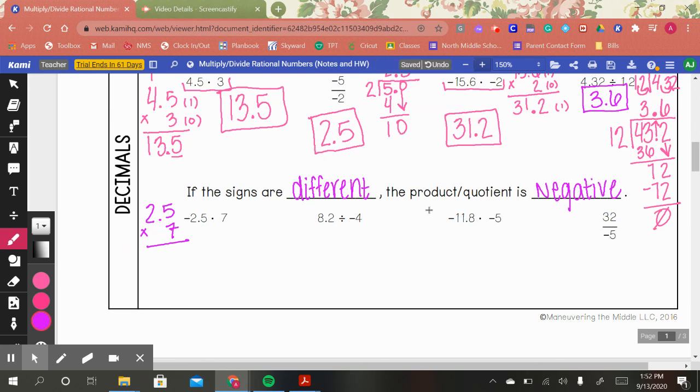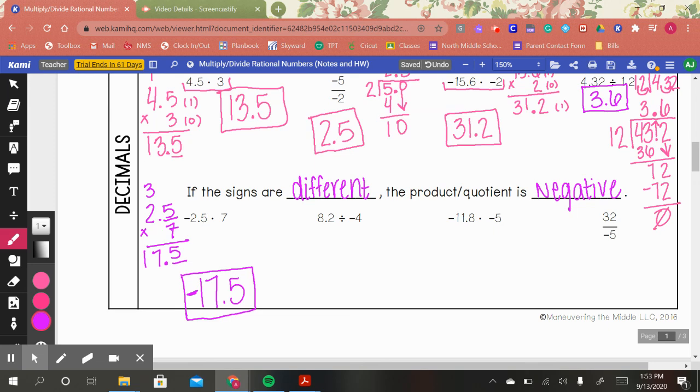5 times 7 is 35. So I put my 5, carry my 3. And 7 times 2 is 14. 14 plus 3 is 17. I have one place for my decimal, one place in my answer. My final answer is going to be 17 and 5/10. I need to make sure I'm putting that negative sign on there. Negative 17 and 5/10 and positive 17 and 5/10 are not the same number, not the same answer, and it will be counted wrong if it doesn't have the negative on it, okay?